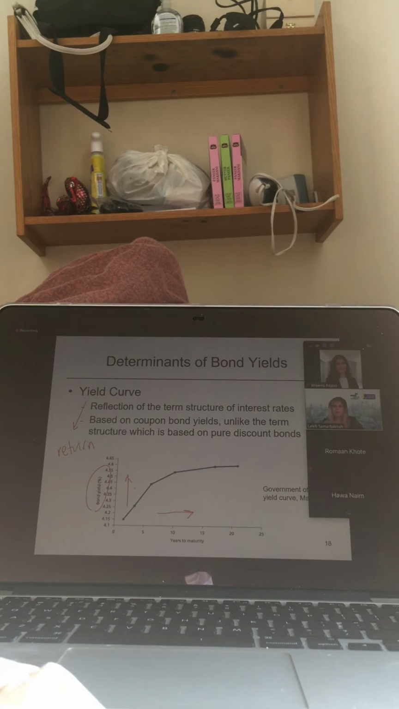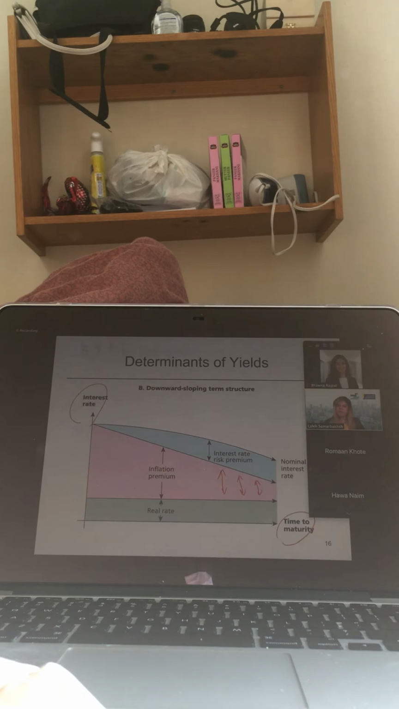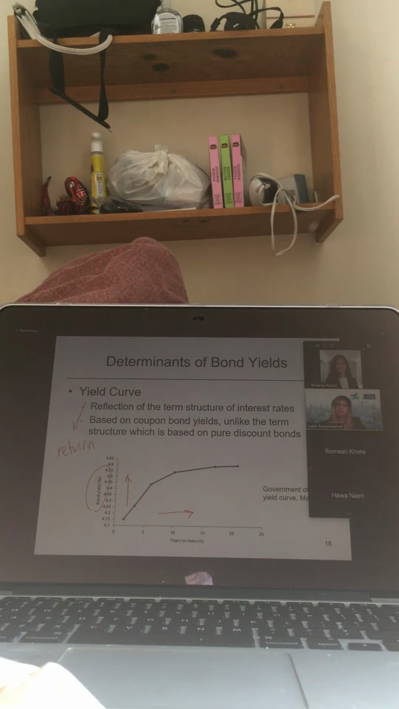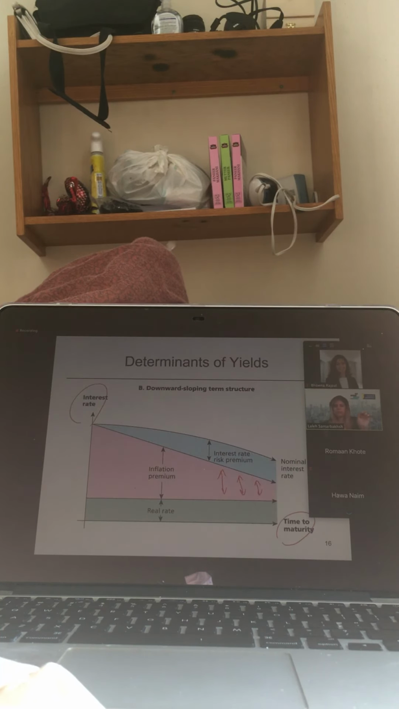It's based on coupon bond yields, unlike the term structure, which is based on pure discount bonds. So this last point is telling you the difference between this graph and the previous graph, right? This graph is looking at coupon bond yields, with different coupons, but the other one is the pure discount.